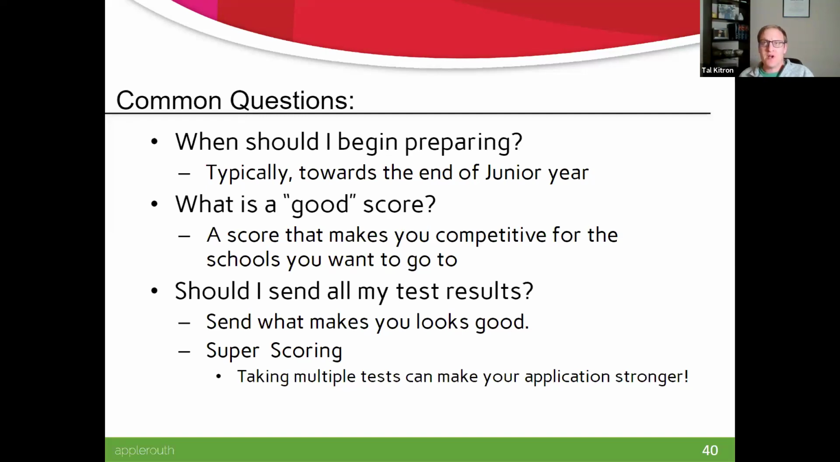I get the question from parents and students, what is a good score? It's an impossible question to answer. It depends on what your goals are, where you started, and how hard you're willing to work, because this is a test of effort, not intelligence.